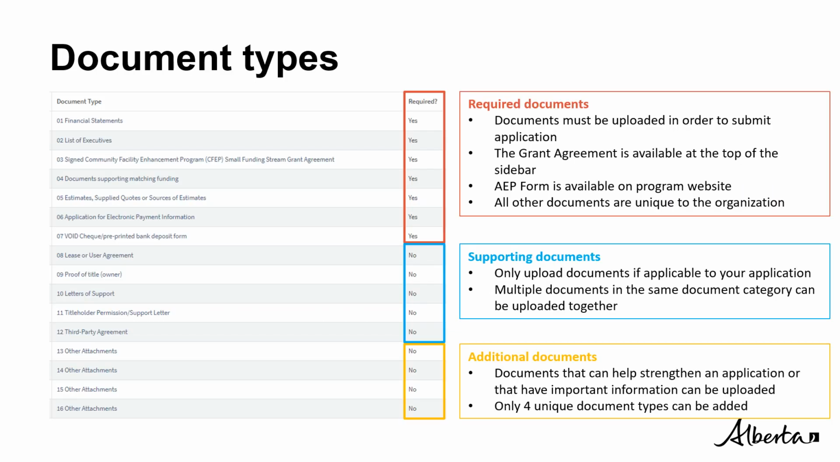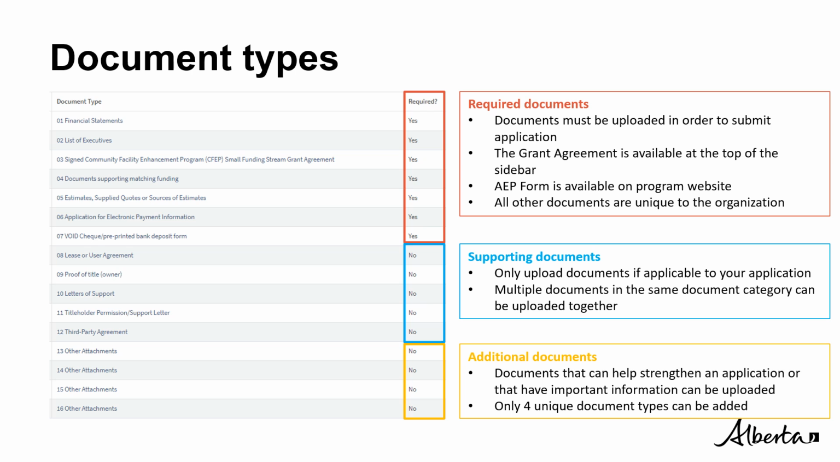This page will show various document types that include required, supporting, and additional documents. Required documentation must be uploaded in order to submit your application. This includes financial statements, list of executives, signed grant agreement, documents supporting matching funding is in place, estimates or quotes, application for electronic payment transfer, and void check or bank deposit form.